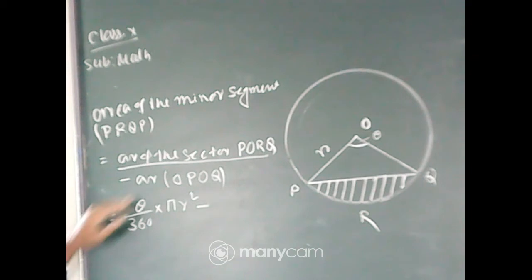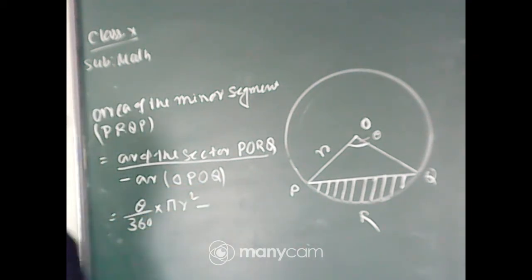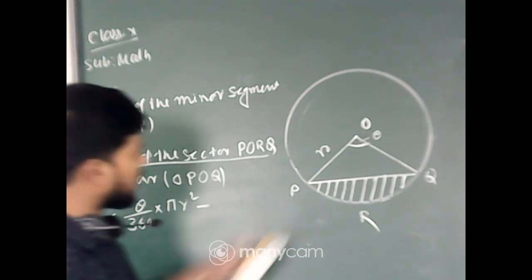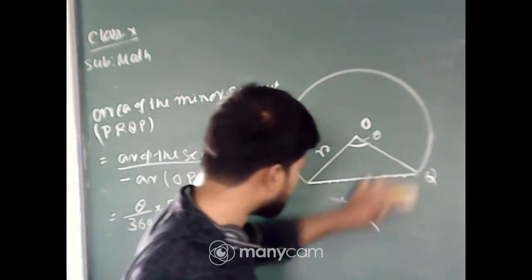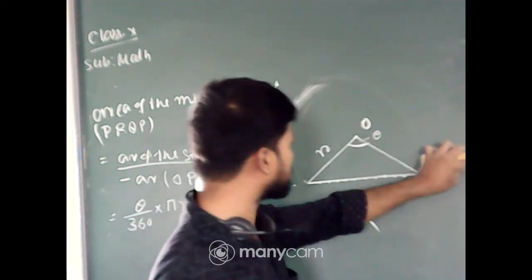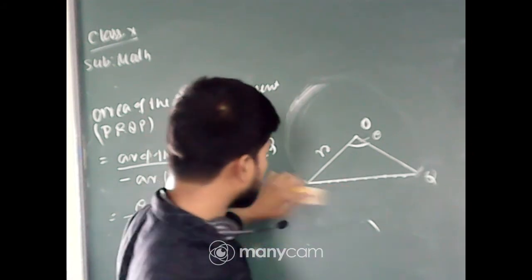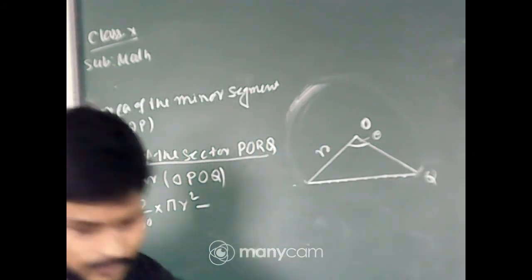Now the question is how to find out the area of this triangle POQ. Okay, so I'm rubbing this one. Now my task is how to find the area of this triangle POQ, provided the central angle and the radius are given. What will we do?